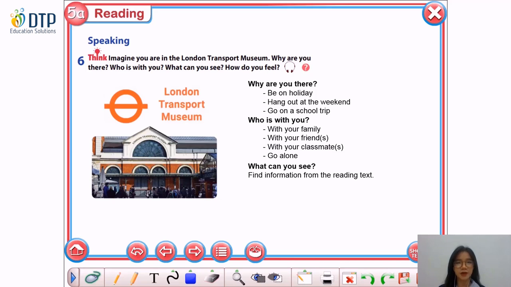This question requires you to express your feelings, such as being excited or glad that you visit the museum. You should also include the reason why you feel that way.